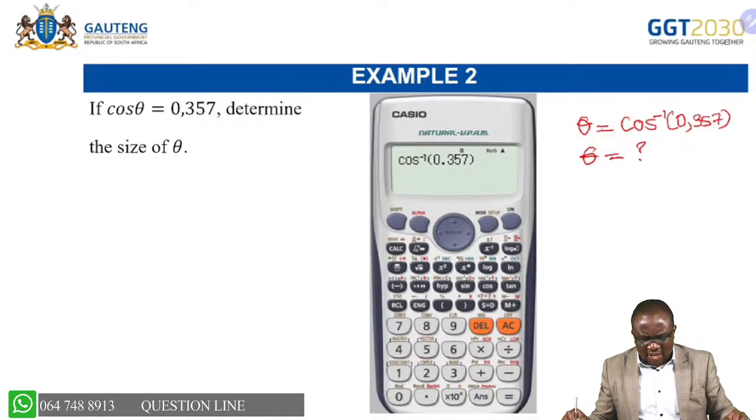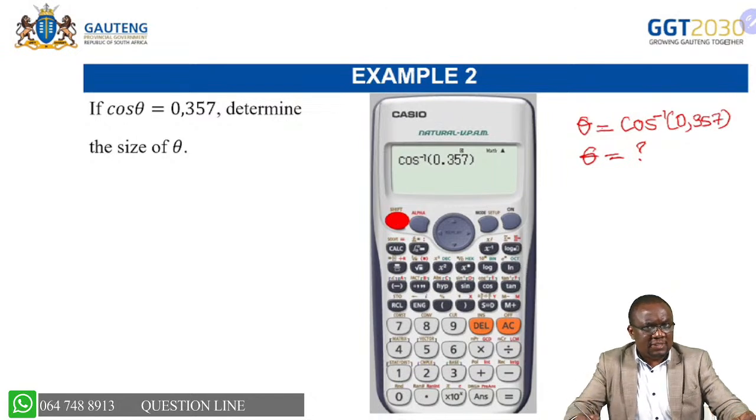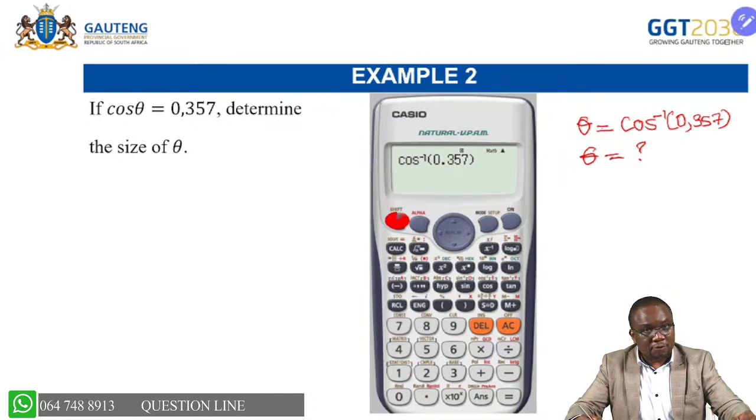I think 30 seconds is up. Did you manage to do it? Okay, what do we do? We go to shift. Maybe you've done it already. Go to shift, and then we press the inverse of cos theta. Okay, this is the inverse of cos theta.